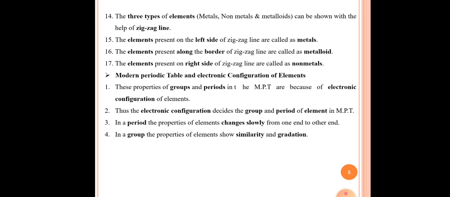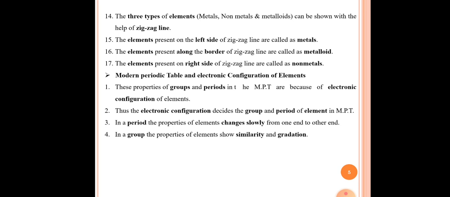So actually, what is meant by electronic configuration? Electronic configuration means the distribution of electrons in different orbits around the nucleus of an atom. Okay, the distribution of electrons in different orbits around the nucleus of an atom is called electronic configuration. So here we are going to study the electronic configuration and the modern periodic table.